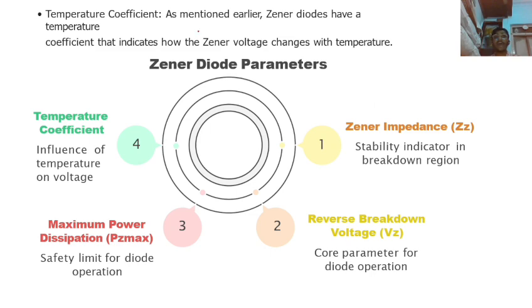Temperature coefficient. As mentioned earlier, the Zener diode has a temperature coefficient that indicates how the Zener voltage changes with temperature. Zener diode parameters. Temperature coefficient: influence of temperature on voltage. Maximum power dissipation: safely limited for diode operation. Zener impedance: stability indicator in the breakdown region. Zener breakdown voltage: core parameter for the diode operation.